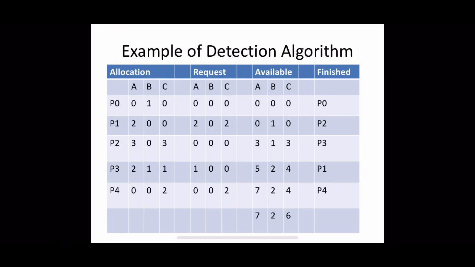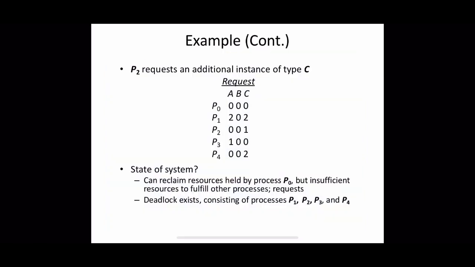Now suppose P2 requests an additional instance of type C. So the request vector of P2 changes to 0, 0, 1. Is there any deadlock in the system? That's the question. So we have to run the algorithm again. Keep in mind the previous vectors. We have 0, 0, 0 as the current free resources. With that, can anyone proceed?